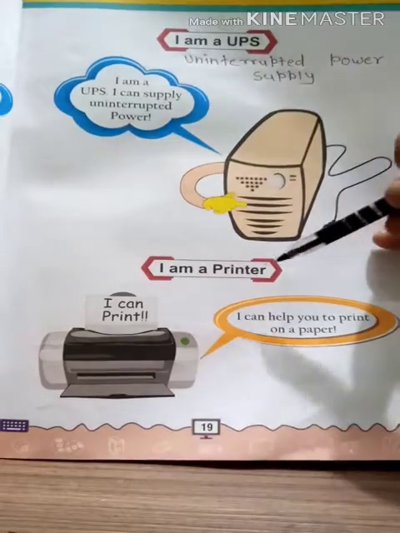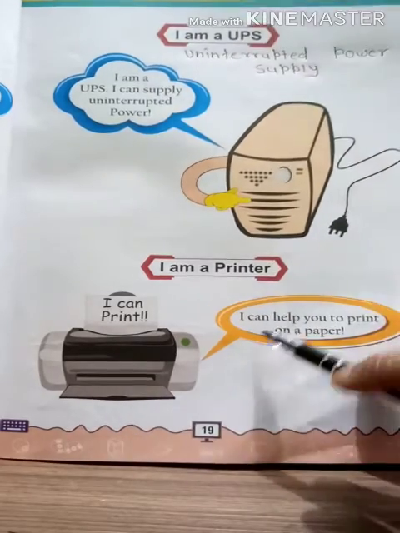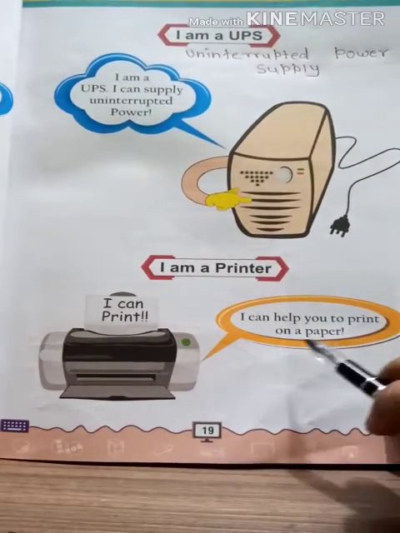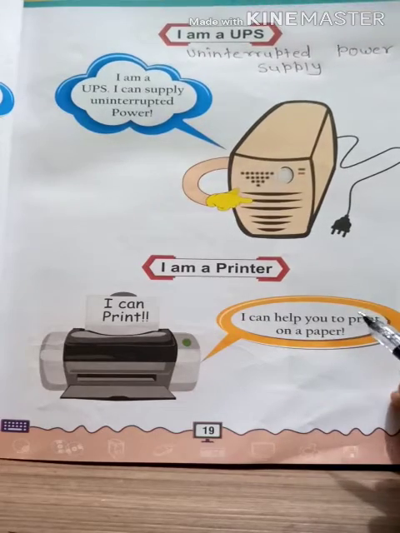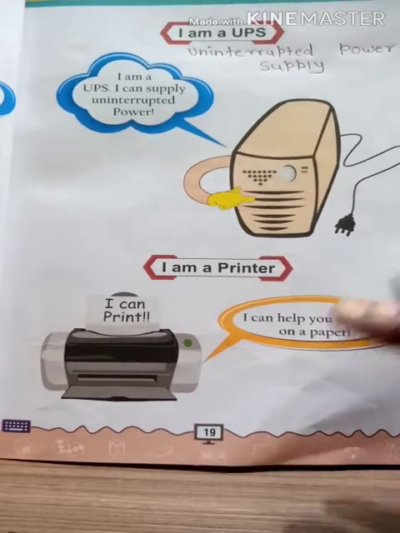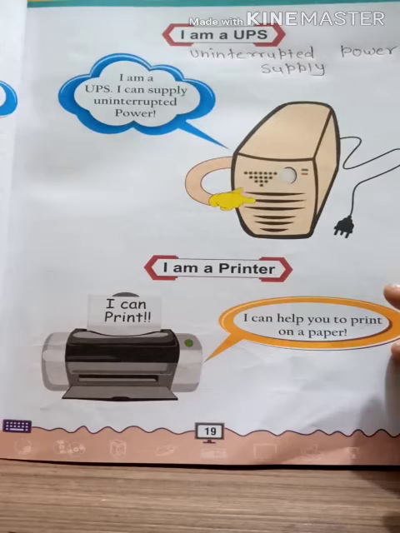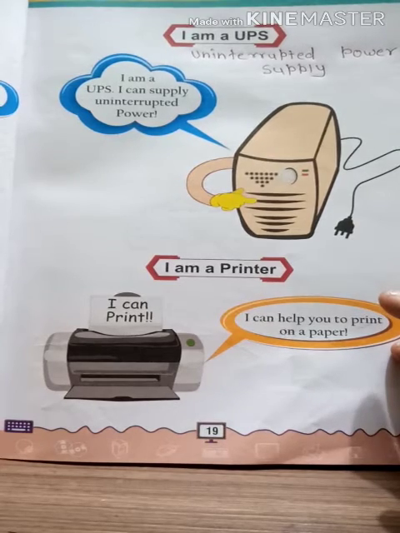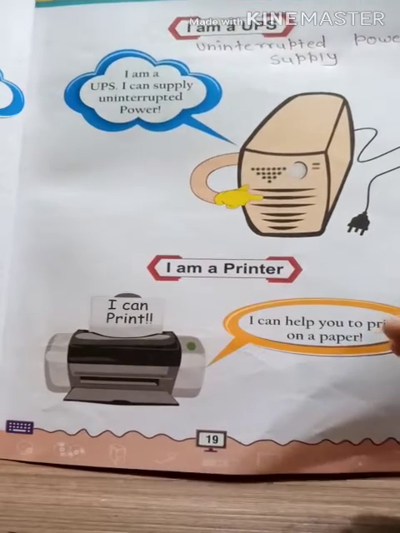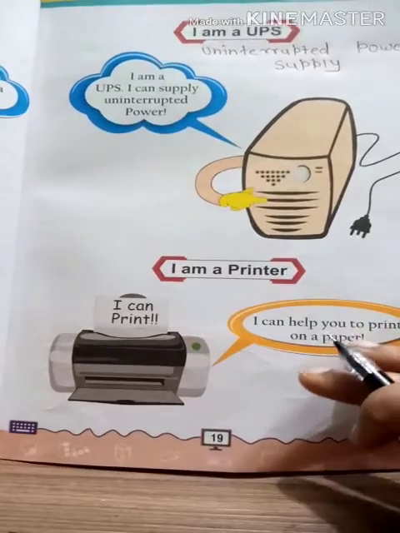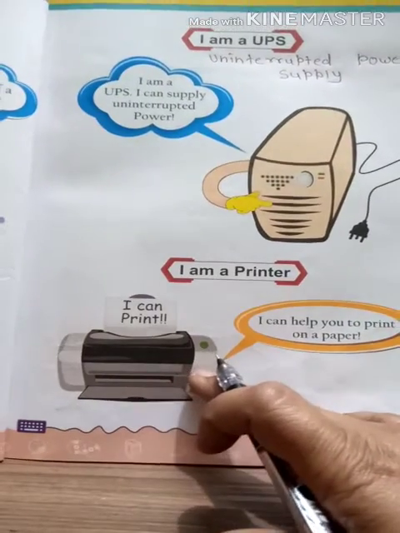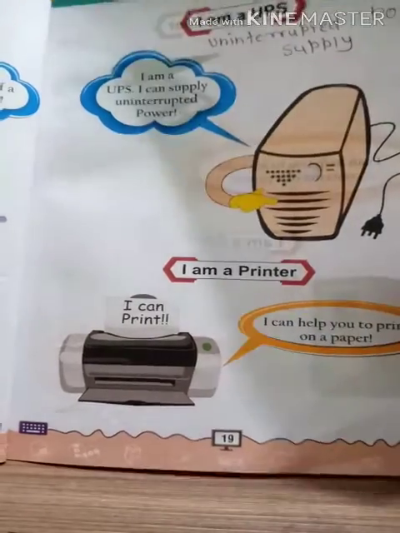The next part is a printer. It can help you to print on paper. If you want to take a print of anything, whatever you have written or drawn on your computer, on a paper, then you have to attach this printer to your computer system.